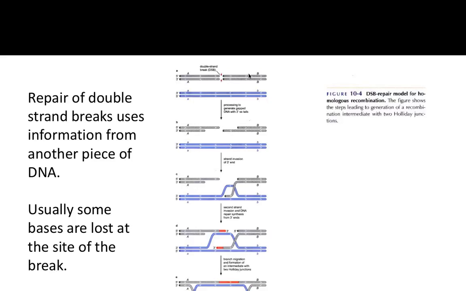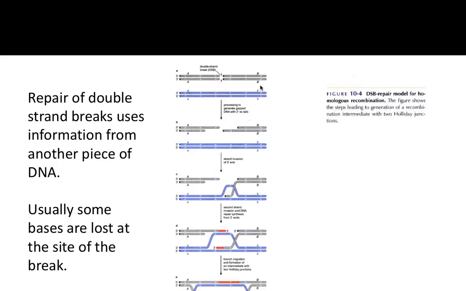But normally what happens if we have a break is the cell tries to grab information from a closely related sequence. If it's in a eukaryotic cell, it's the chromosome that we all carry. If it's a prokaryotic cell, it might be grabbing from some other or recently copied genome, or it might be grabbing from some unrelated sequence, for example, a plasmid or a phage.